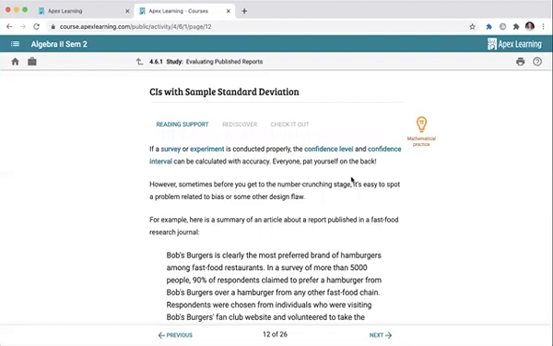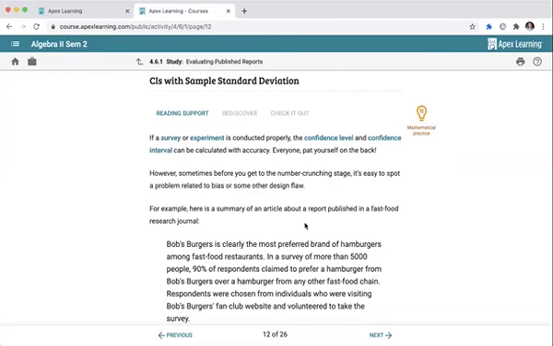Then looking at confidence intervals with sample standard deviations here. If you conduct this survey or your experiment, then you can have these confidence intervals and your confidence level, and we can know that it's accurate, right? And you can know that it's accurate.